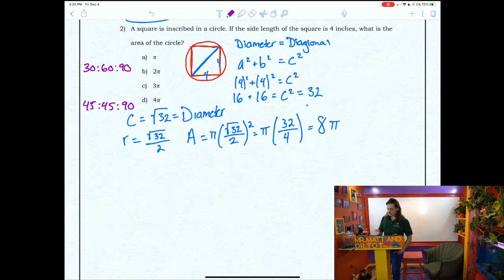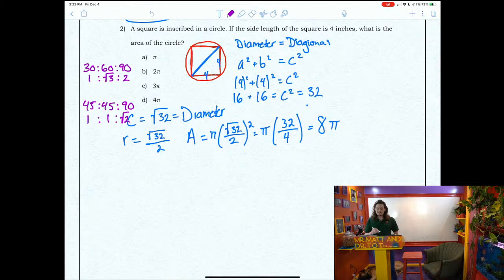The ratios here will be given to you on the SAT, but they will not be given to you on the ACT. If the angles are in a ratio of 30 to 60 to 90, the sides are in a ratio of 1 to root 3 to 2. If the angles are in a ratio of 45 to 45 to 90, then the sides are in a ratio of 1 to 1 to root 2.